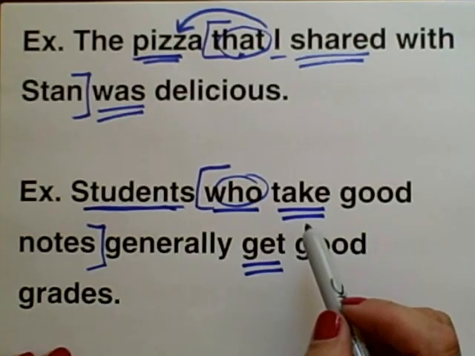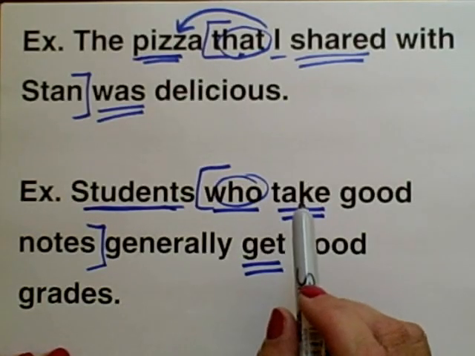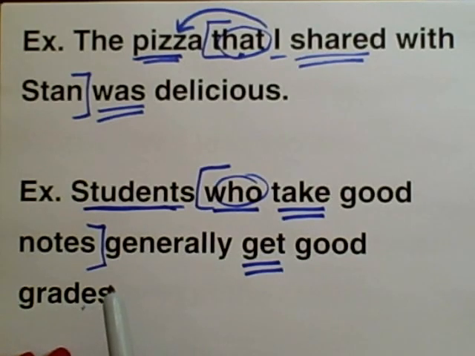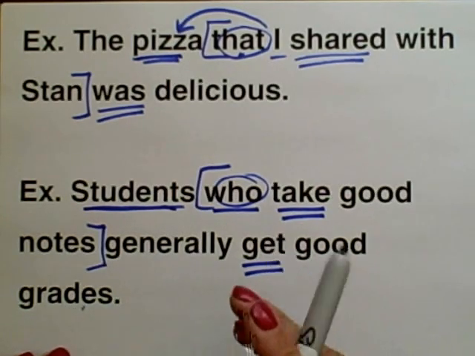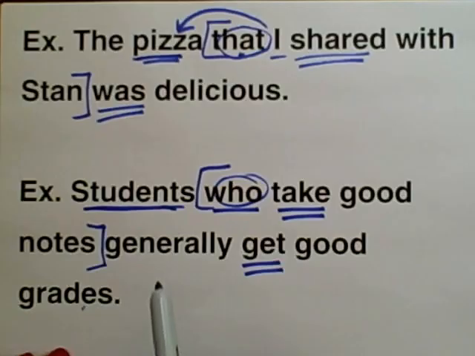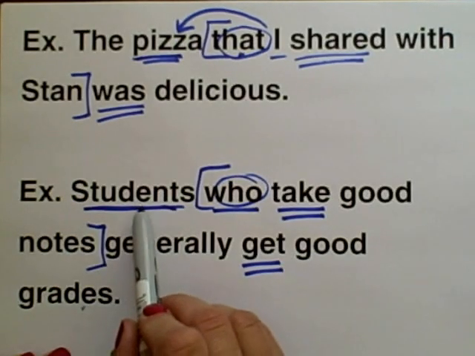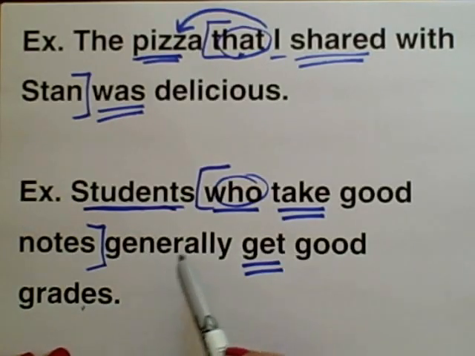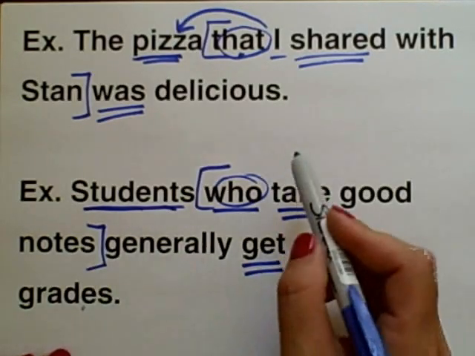Now, because there are 2 nouns in my main clause, students and grades, I have to choose which one I think the subordinate clause modifies. This should be no problem for you because only one of the nouns is adjacent to the relative clause. Students. Let's test it. Which students? The ones who take good notes.